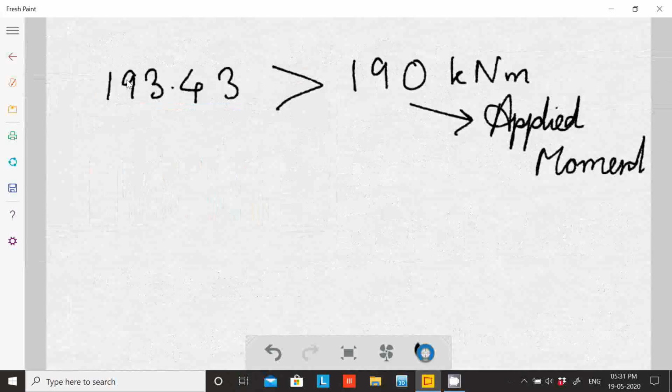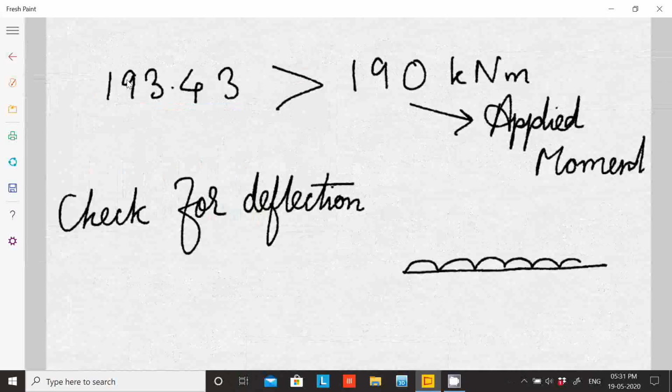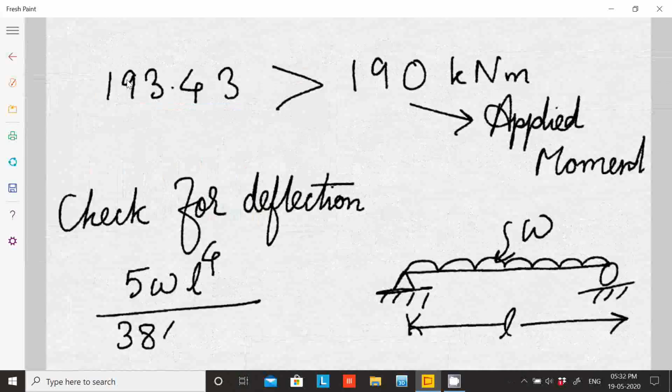Okay, now we check for deflection. If we consider a simply supported beam having a span L with a UDL W, the deflection is 5WL^4 by 384 EI, and this W is the live load, and it is the unfactored live load.